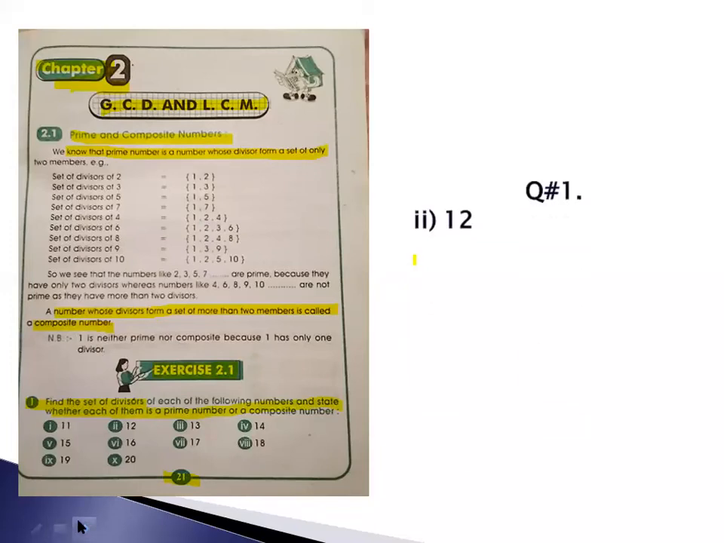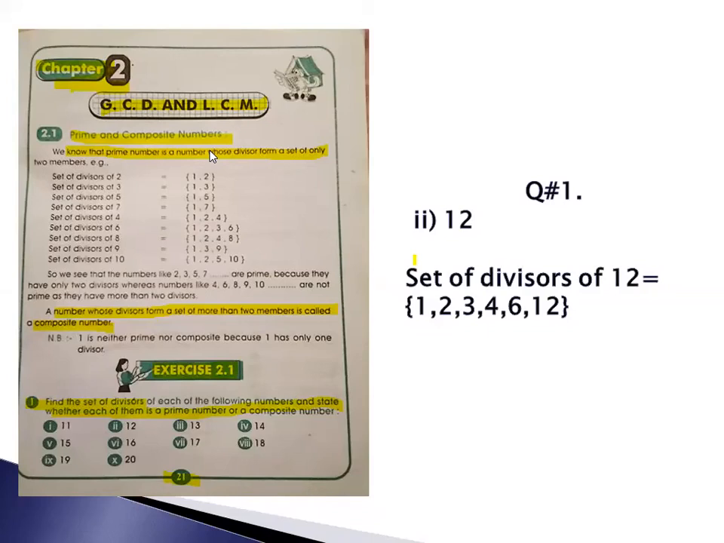Question number 1, part 2: 12. First, you have to make the set of divisors of 12. So how will you make it? Set of divisors of 12 is equal to, curly bracket open, here you will write all the numbers that can divide your given number 12. So 12 can be divided by 1, comma. It can be divided by 2, comma. It can be divided by 3, 3 into 4 is 12. It can be divided by 4.